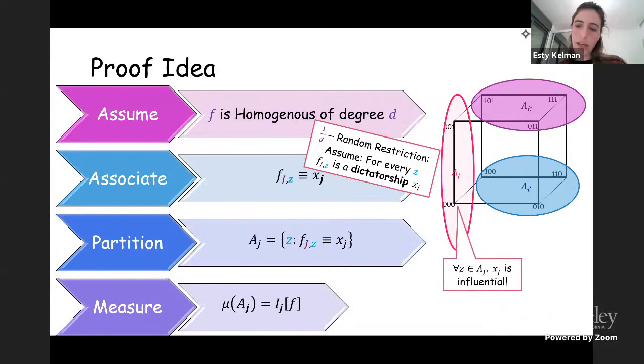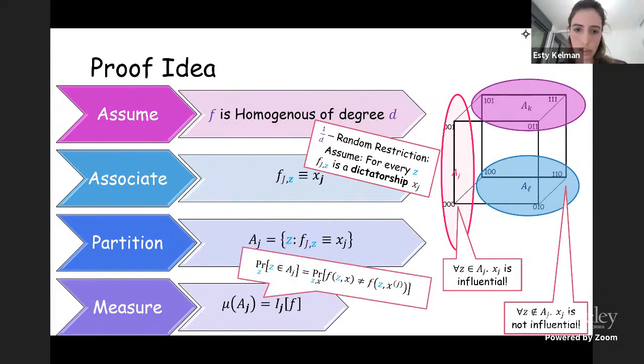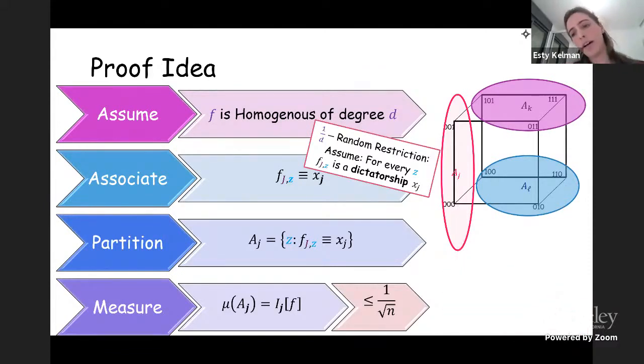So we can see that if z is in A_j, then x_j is the dictatorship there, and therefore it's influential. Going in direction j will change the value of the function. And for every z that is not in A_j, let's say in A_l, then x_l is the dictatorship there, and therefore x_j is not influential there. And therefore, the density of A_j is exactly the influence of the j-th variable. And now we assume that all the influences are small, therefore also the density of A_j is small.